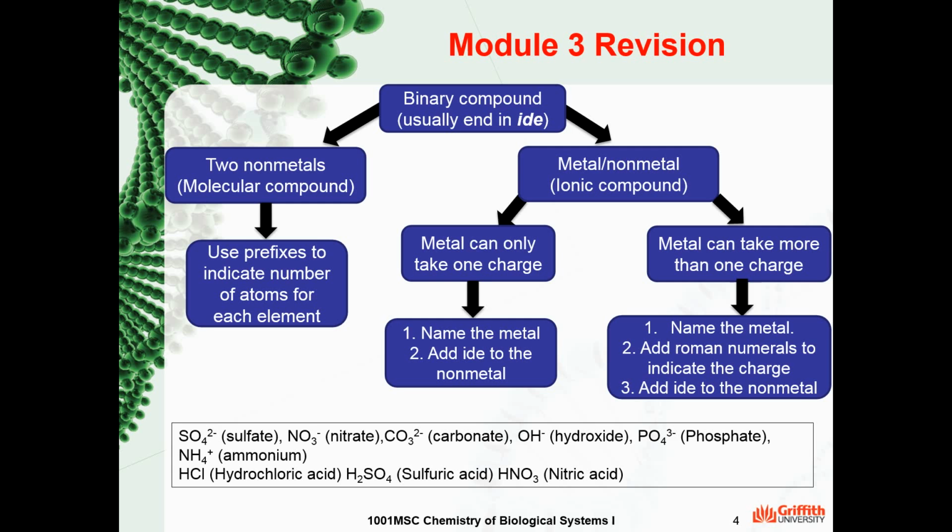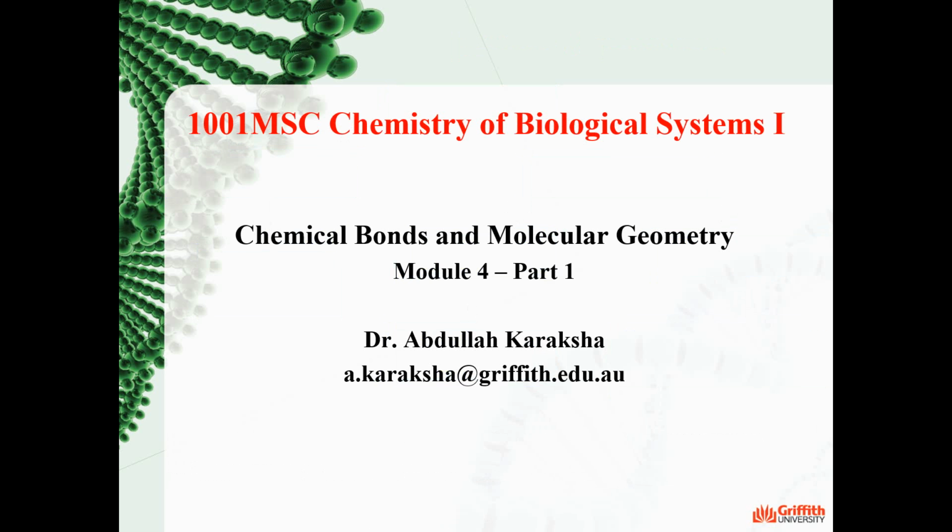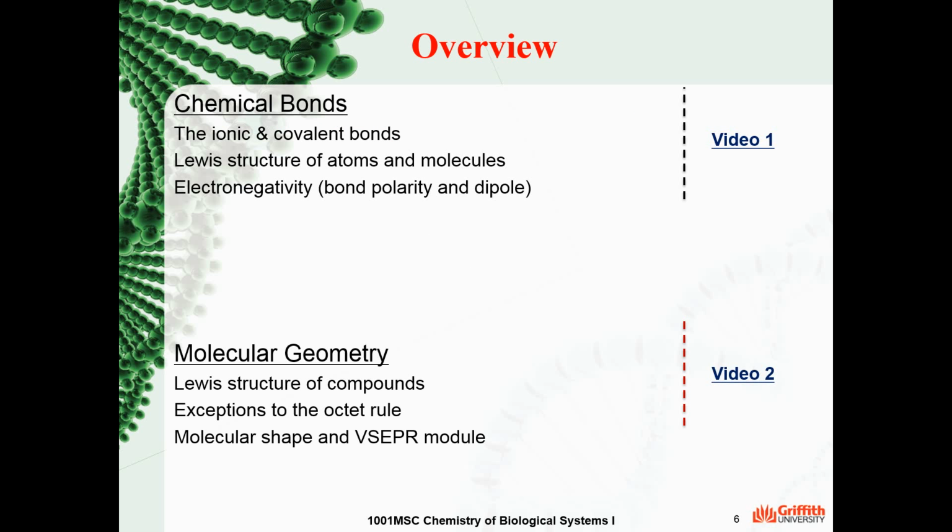Now, let's move on to Module 4. Today's topic is related to chemical bonds and molecular geometry. Module 4 will be covered in 2 videos. In the first video, we will investigate the different types of bonds. Then, we will learn how to draw Lewis structures for atoms and molecules. After that, we will learn the concept of electronegativity and how it can affect the bonding nature of compounds.